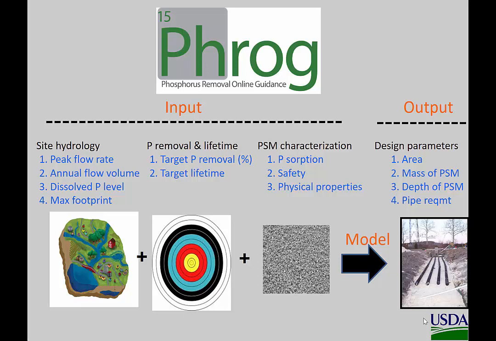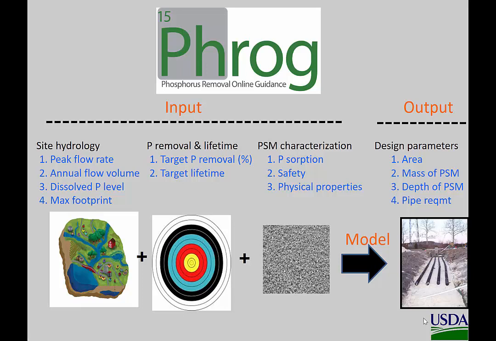But as far as the inputs go, we gather site inputs, obviously hydrology. You need to know something about the peak flow rate at your site. What's the peak flow rate that you want to be able to handle? Do you want your structure to be able to handle 100 gallons per minute, 1,000 gallons per minute? You want to be able to handle something close to the peak rate because that's when you lose most of your phosphorus.